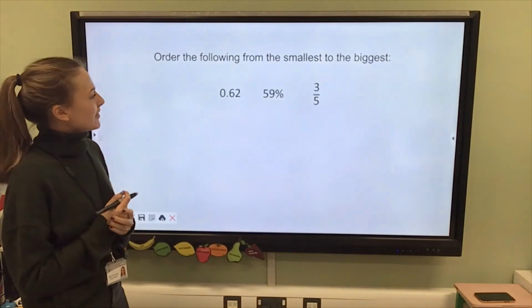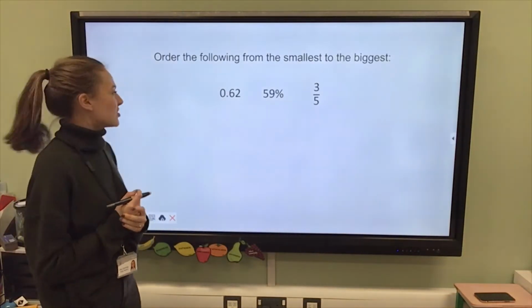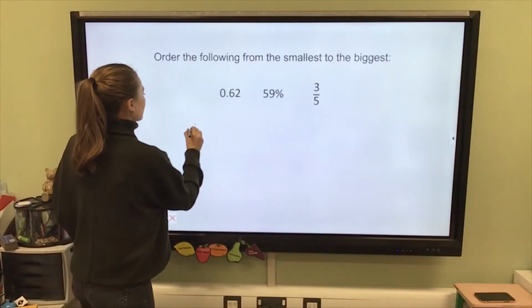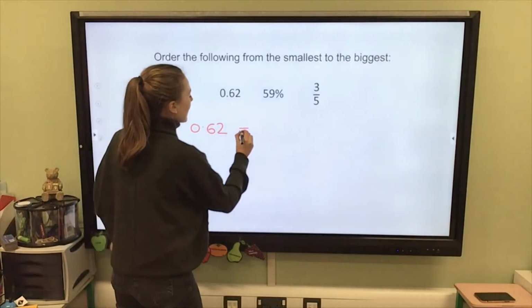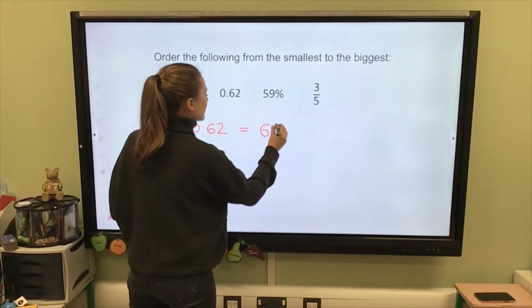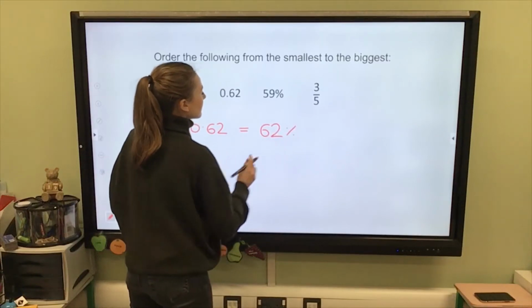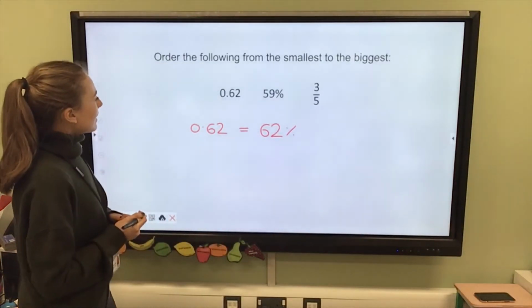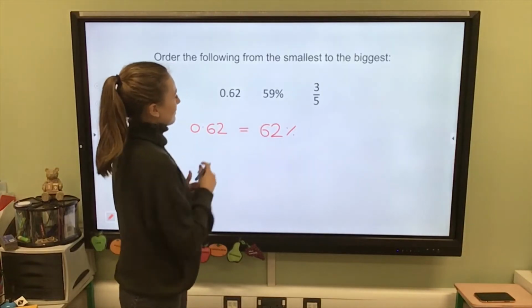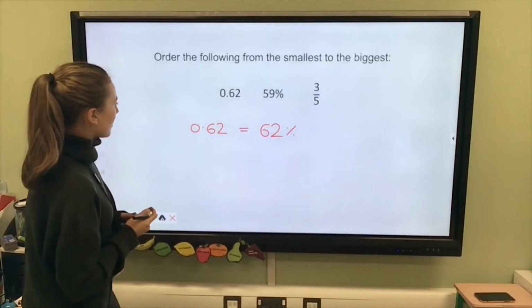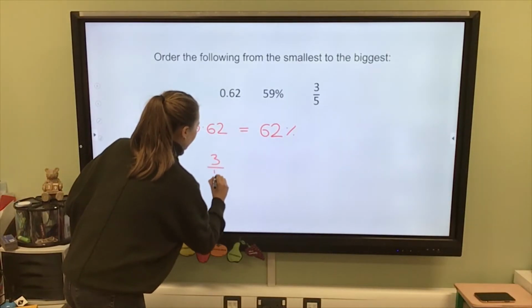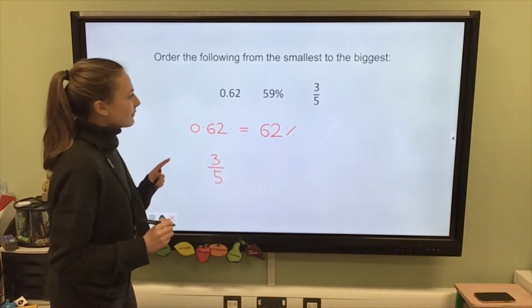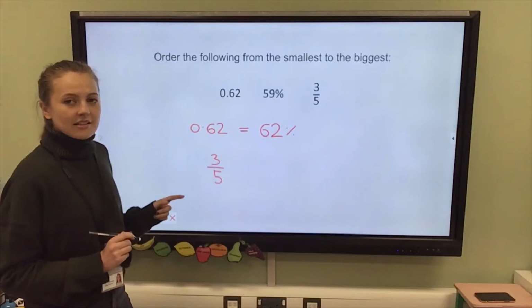Okay, so this time I think I'm going to convert all of these into percentages. So I'm going to take 0.62 first, because I know that's equivalent to 62%. Then my 59% is already a percentage, so I don't need to change that one. So what about my 3/5? How would I convert that into a percentage?